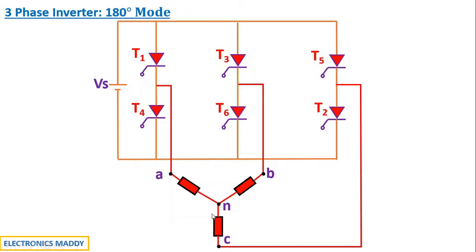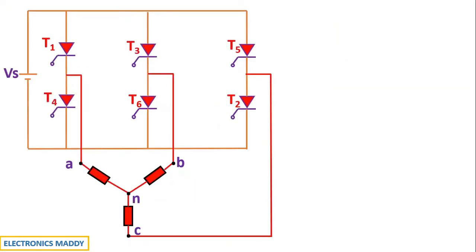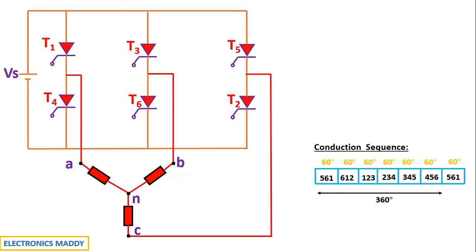Over here, I am considering a star connected load so that the analysis becomes simpler, and you can even try it for delta as well. Now, in order to convert DC into three-phase AC, you need to trigger these thyristors in a specific fashion. This triggering concept is what we call the conduction sequence. The pattern of conduction of these thyristors is 561, 612, 123, 234, 345, 456, and then 561 repeats again. The total duration is 360 degrees, and after every 60 degrees, the pattern of conduction changes.